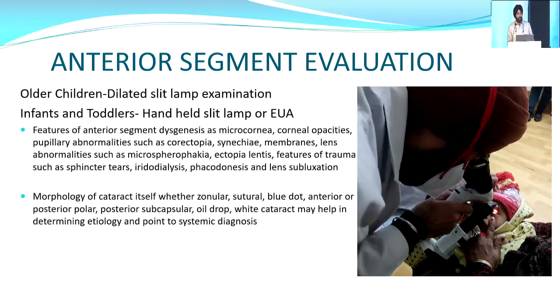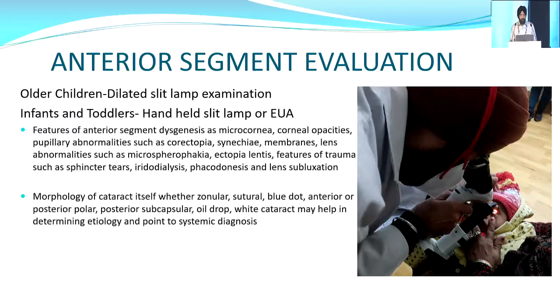So then comes your anterior segment examination. Of course, you have this young 3-month-old child who's in the lap of the mother, and it's not possible to put the child on the slit lamp. So a handheld slit lamp is very important in these cases. You could get a lot of information, what you would get on a routine slit lamp examination for an older child.